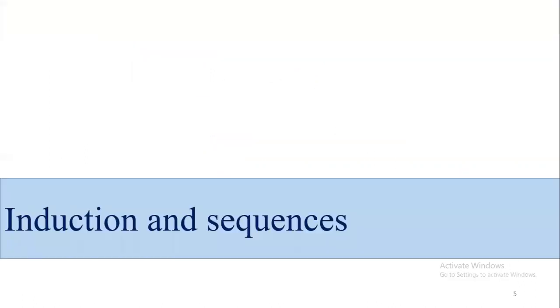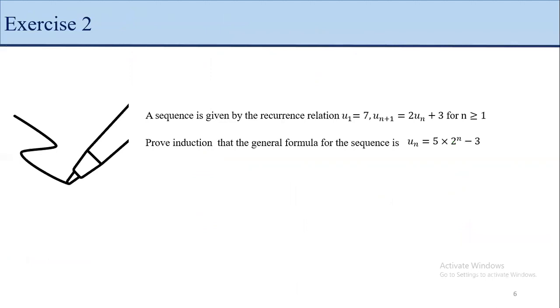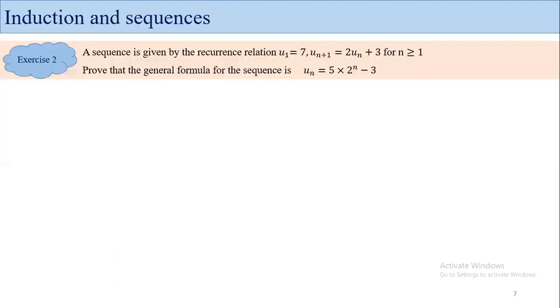In the next example, we will see the application of induction in sequences. In this example, we have a sequence starting with u1 equals 7 and with a recurrence relation u(n+1) equals 2 multiplied by un plus 3 for any n equal or larger than 1. Prove that the general formula for the sequence is un equal to 5 multiplied by 2 to the power of n, minus 3.